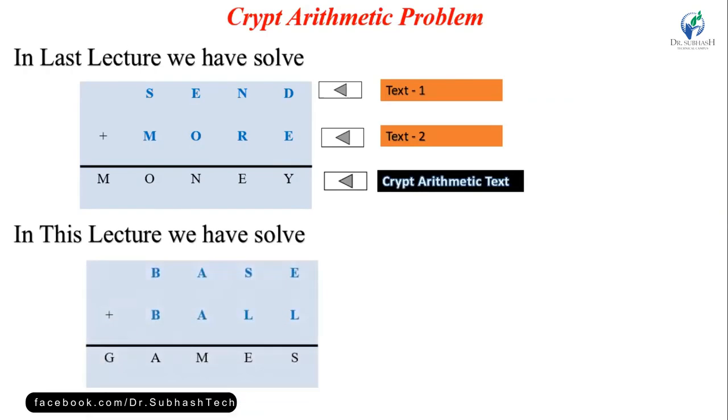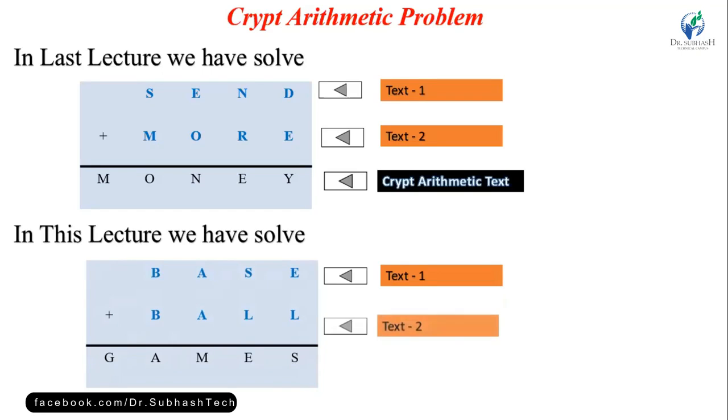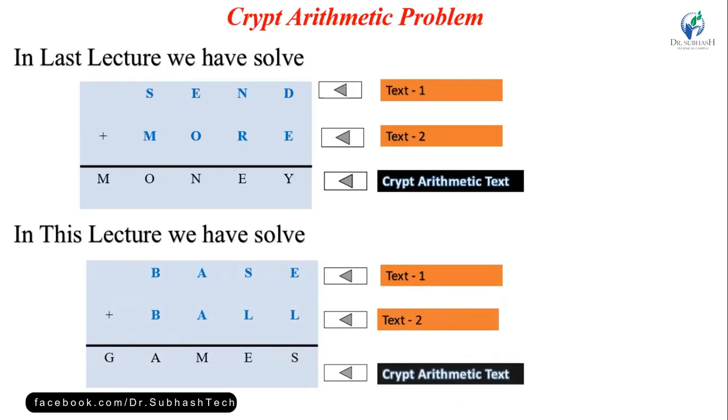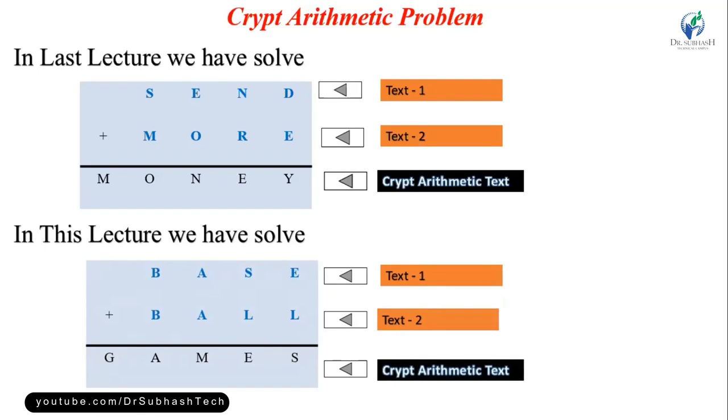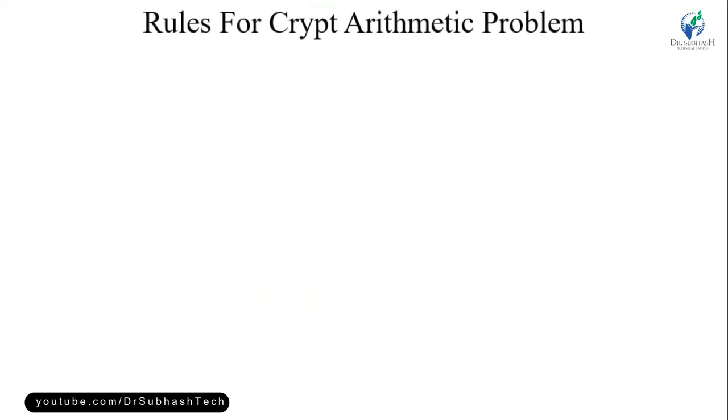In this problem, we have two texts: text 1 is BASE, B-A-S-E, and text 2 is BALL, B-A-L-L. With the help of addition, we have generated the text GAMES. Before starting the lecture, I have introduced some basic rules for cryptarithmetic problems.